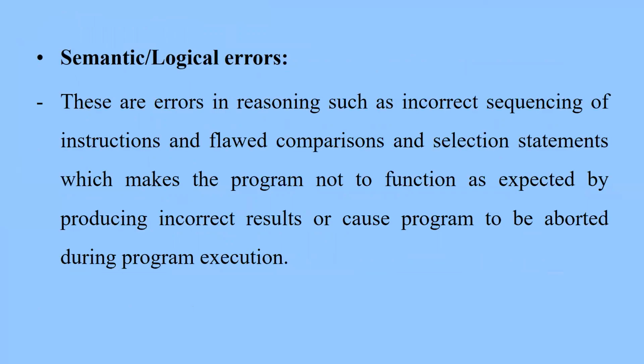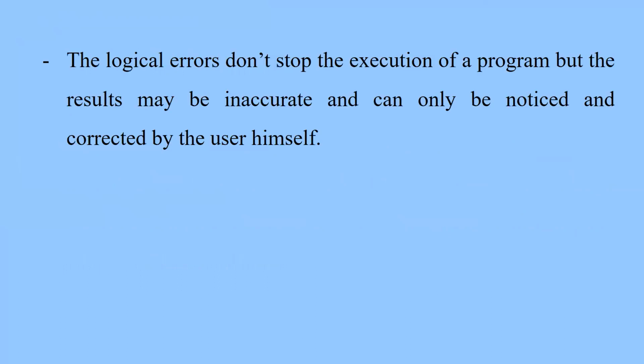When we talk about semantic or logical errors, we are referring to those errors in reasoning, such as incorrect sequencing of instructions, using wrong symbols, and flawed comparisons, as well as using wrong selection statements, which makes the program not function as expected by producing incorrect results or causing the program to be aborted during program execution. The logical errors normally don't stop the execution of our program, but the results that are produced may be inaccurate. And this can only be noticed and corrected by the user himself or herself.